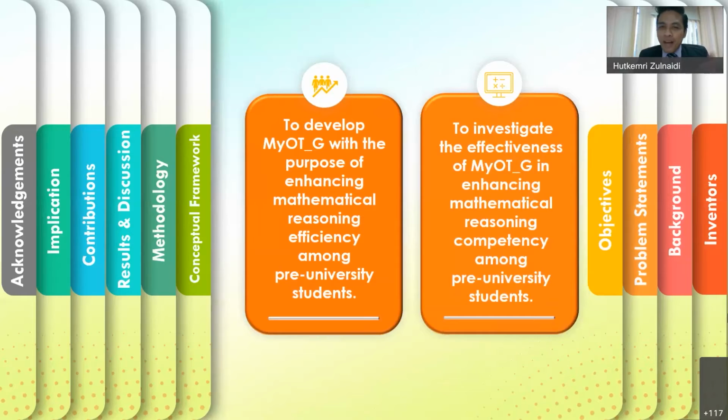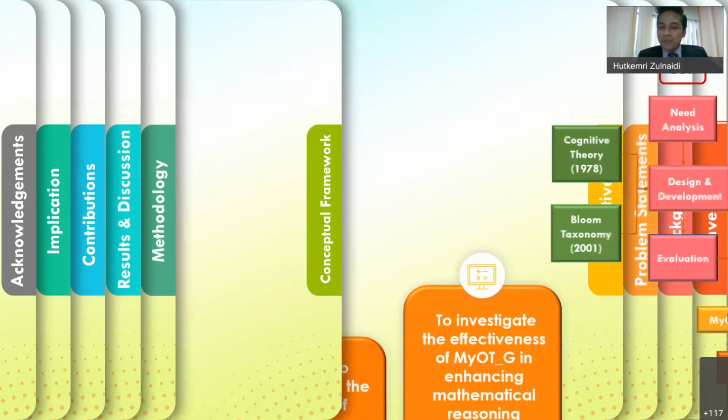To develop the My-OTG with the purpose of enhancing mathematical reasoning efficiency among pre-university students. And the second objective is to investigate the effectiveness of My-OTG in enhancing mathematical reasoning competency among pre-university students. Then we come up with the conceptual framework.